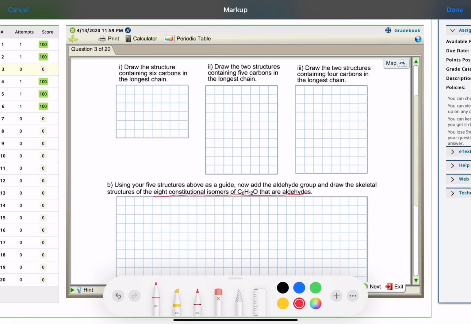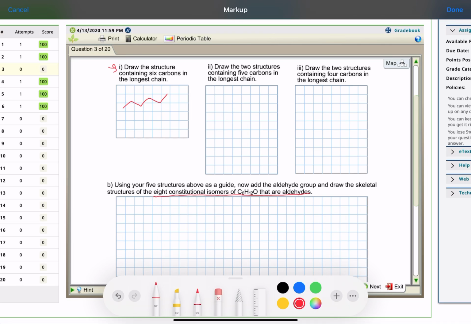So in this first part, in part 1, it's asking you to draw the structure containing 6 carbons in the longest chain. And if you scroll up to the instructions above this, it's telling you that it just wants a 6 carbon chain. It doesn't want you to actually draw an aldehyde here. It just wants 6 carbons. 1, 2, 3, 4, 5, 6.